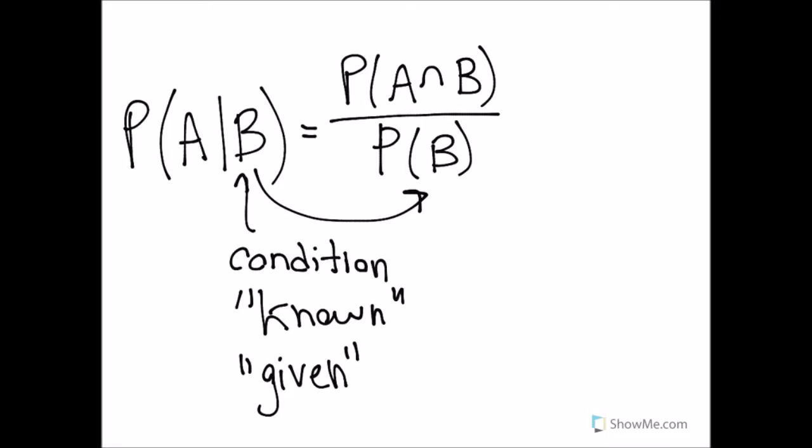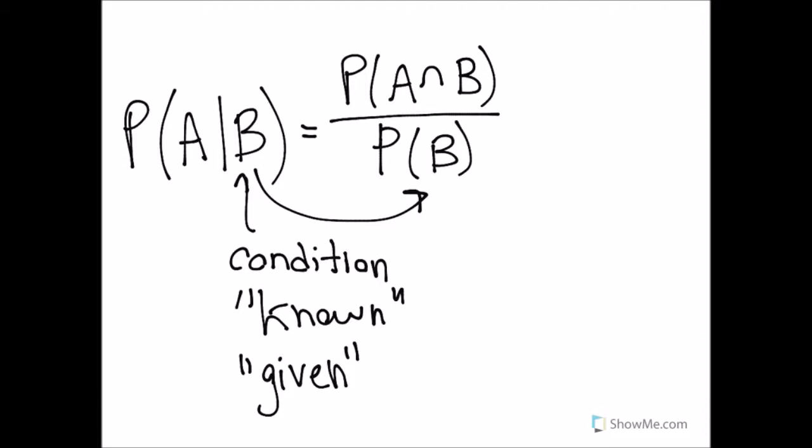And at the top, instead of just using the probability of A, we must use the probability of A and B, because we shrunk our sample space and have to take that into account. So this is the general definition of conditional probability.